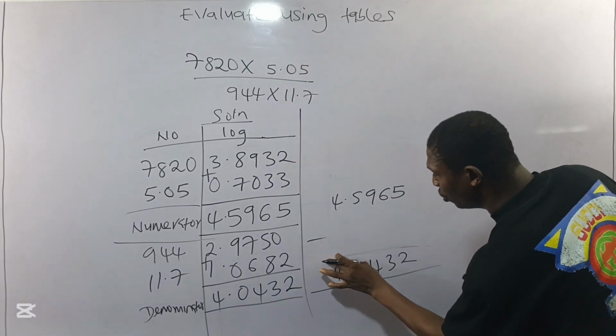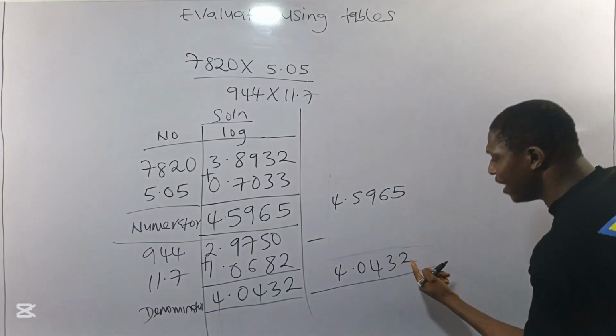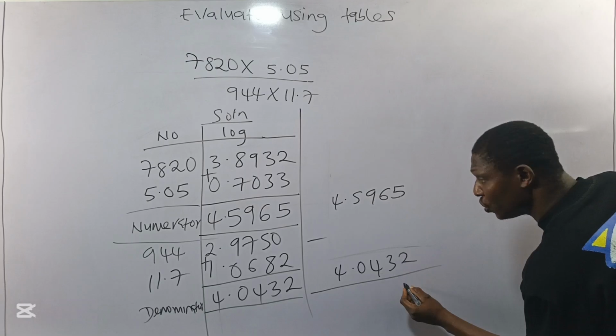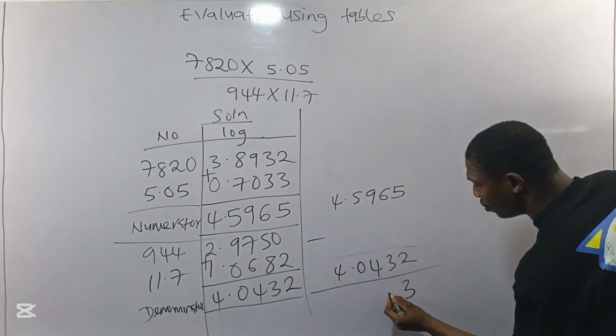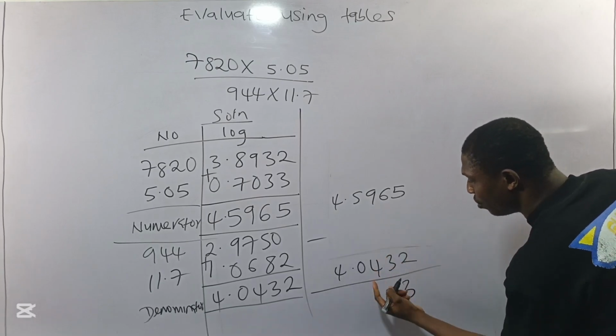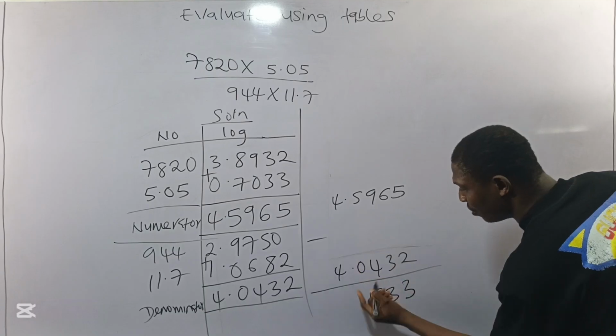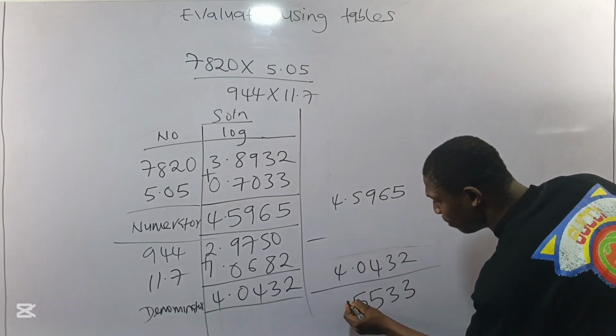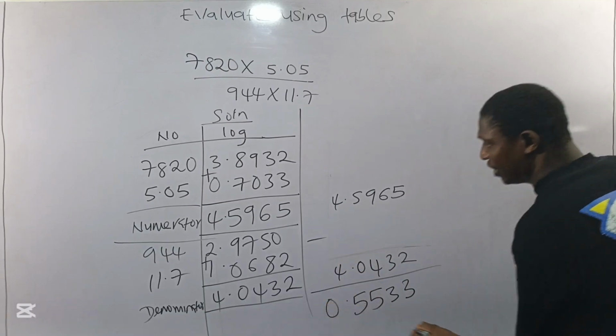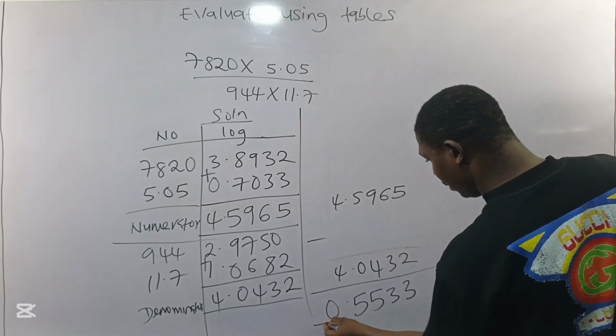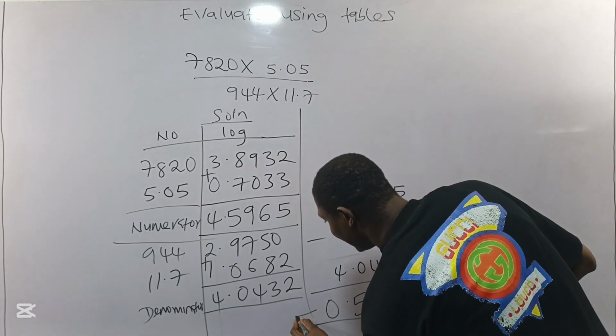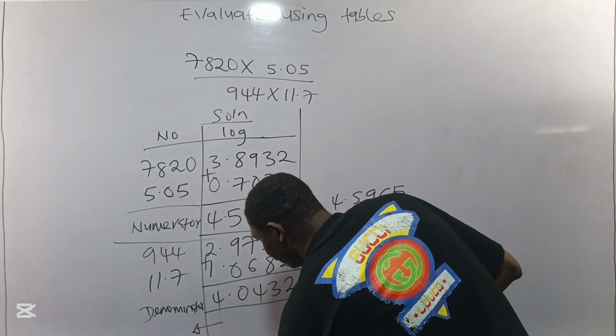So I'll subtract. So when I subtract, I'll have 5 minus 2 to give me what? 3. 6 minus 3 to give me what? 3. 9 minus 4 to give me what? 5. 5 minus 0 to give me what? 5. And 4 minus 4 to give me what? 0. Therefore, I have this. I will now get my what? Antilog.